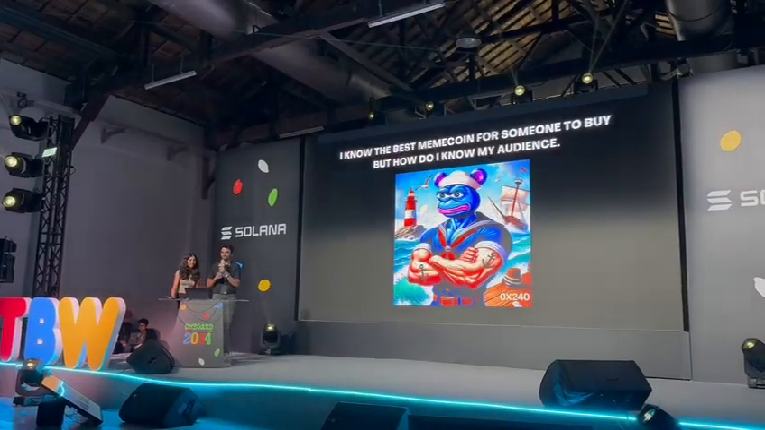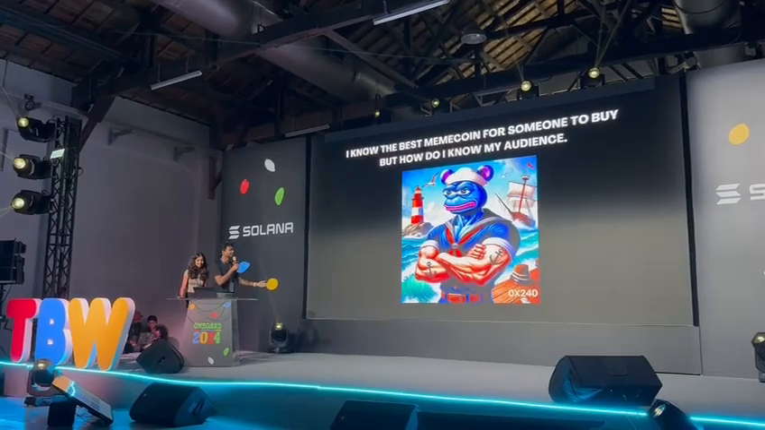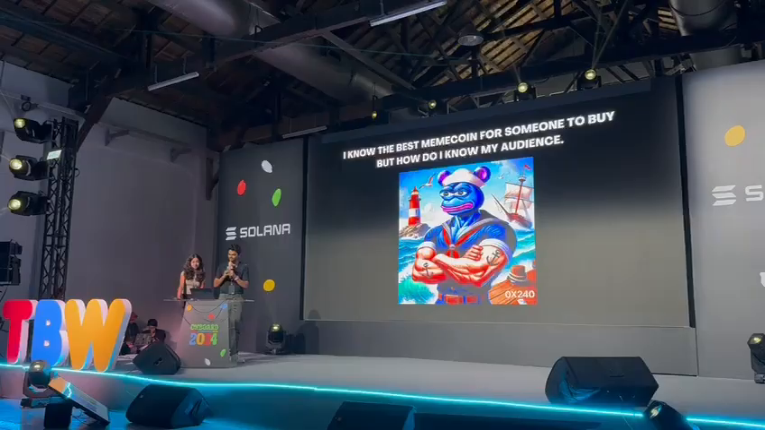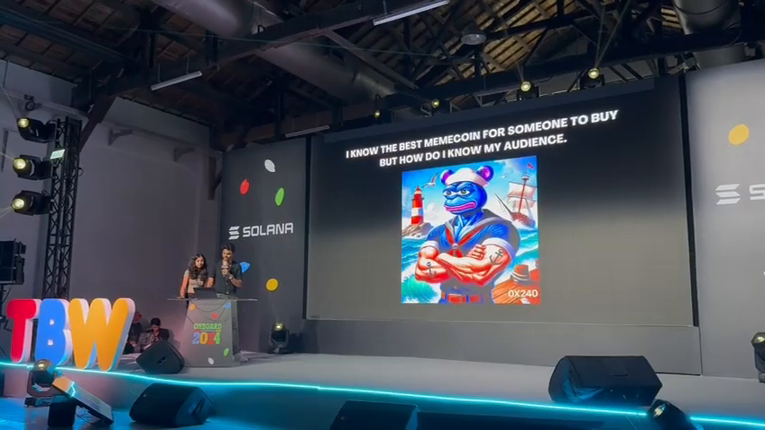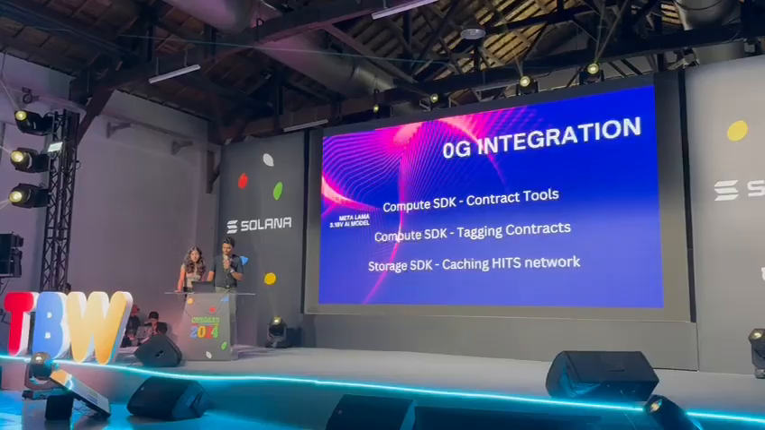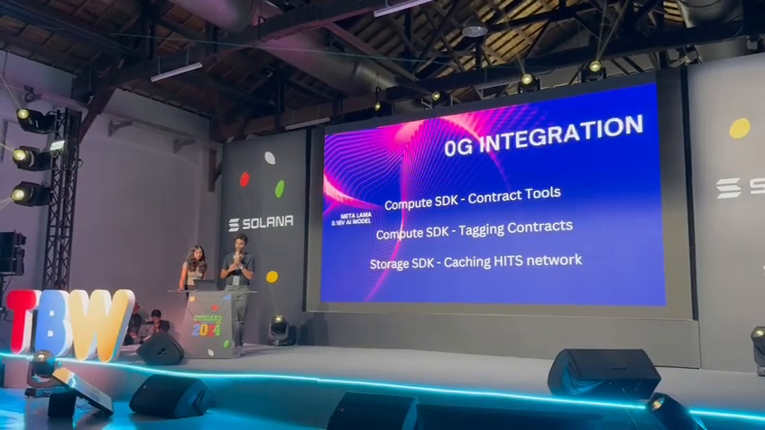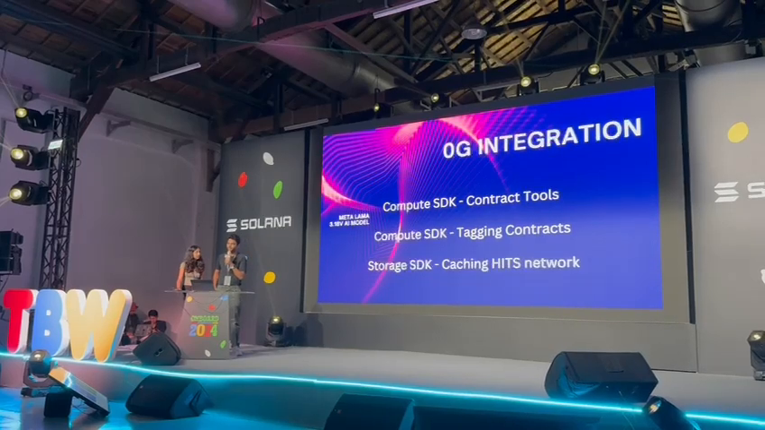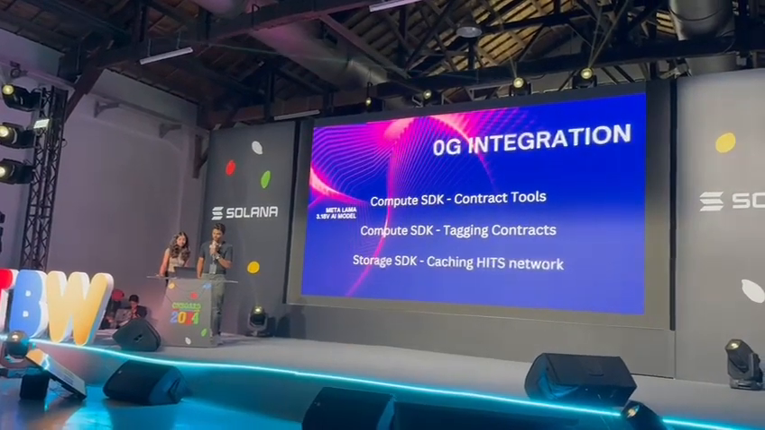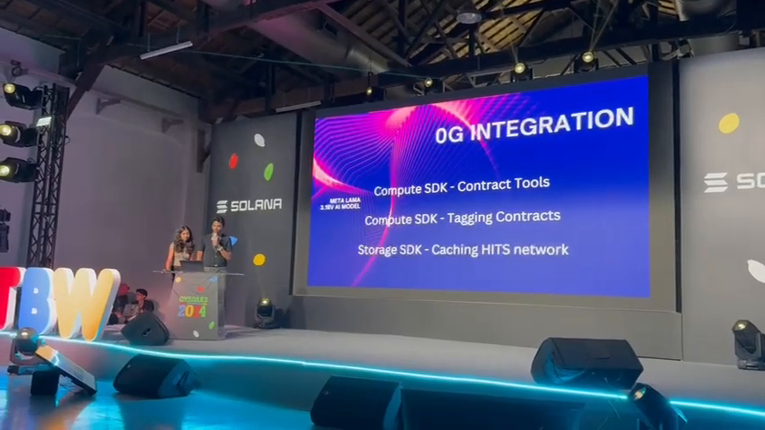Now, how is this useful at all? This is, I think, the best use case. I have the best meme coin for all of you, but how do I know who my audience is? How do I market this to the right people? Well, that's where Zero G comes into play. We are integrating with Zero G to figure out what type of contract a particular contract is. So basically using a blockchain explorer, most popular contracts have their code public, so we can use it to figure out what type of contract it is.